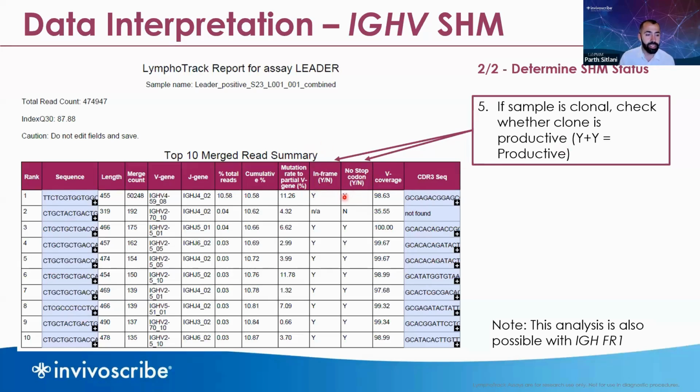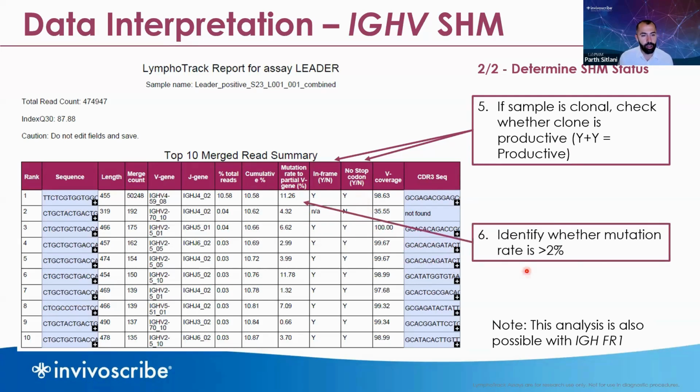Y plus Y for these two values means our clonal rearrangement is productive. So this means it can create a functional protein. And then we take a look at the somatic hypermutation rate.